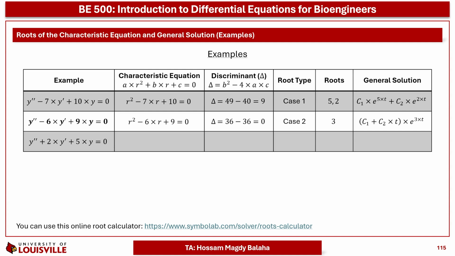For the second, get the characteristic equation. Get the discriminant. You will find it's 0. So you are in case 2. Substitute in the quadratic formula.